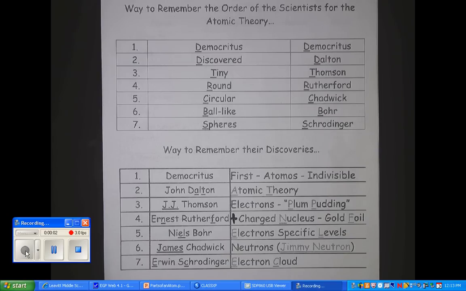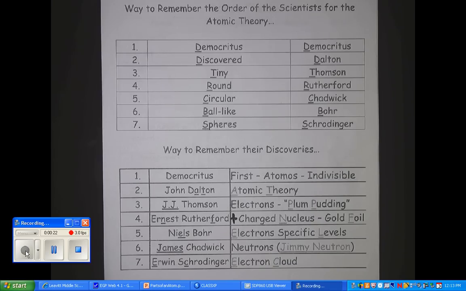So the purpose of these notes is to help you guys remember the order of the scientists for the atomic theory. Democritus discovered tiny round circular ball-like spheres. You have to remember that. The hardest part to remember is the order of these tiny round circular ball-like spheres.